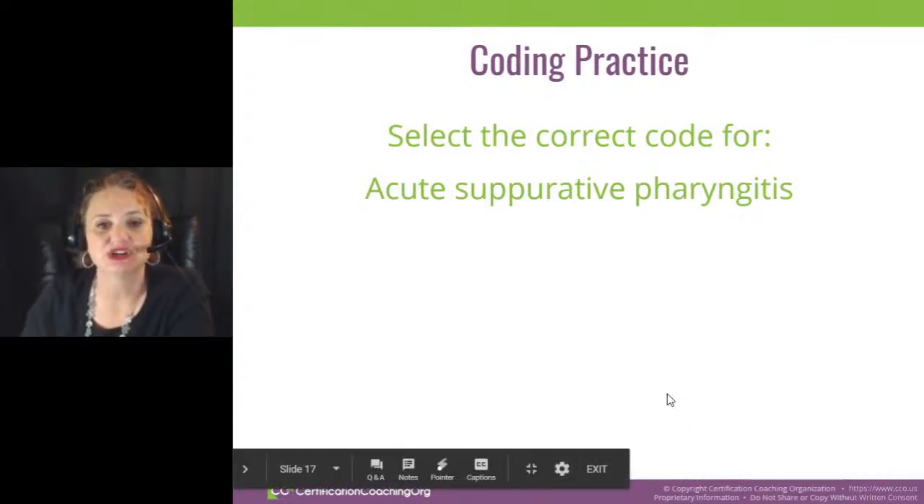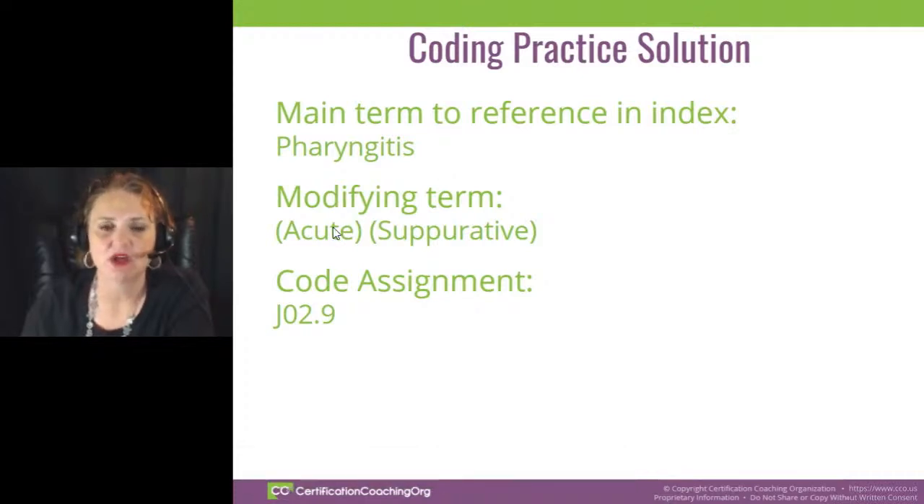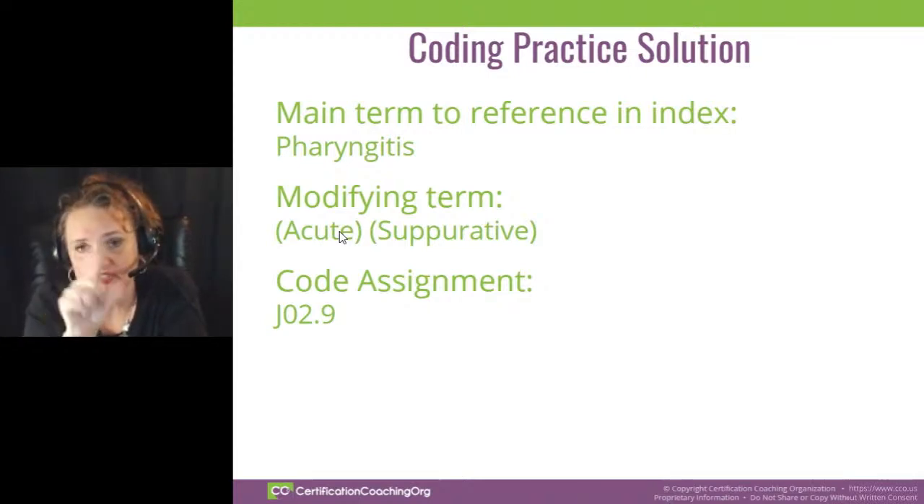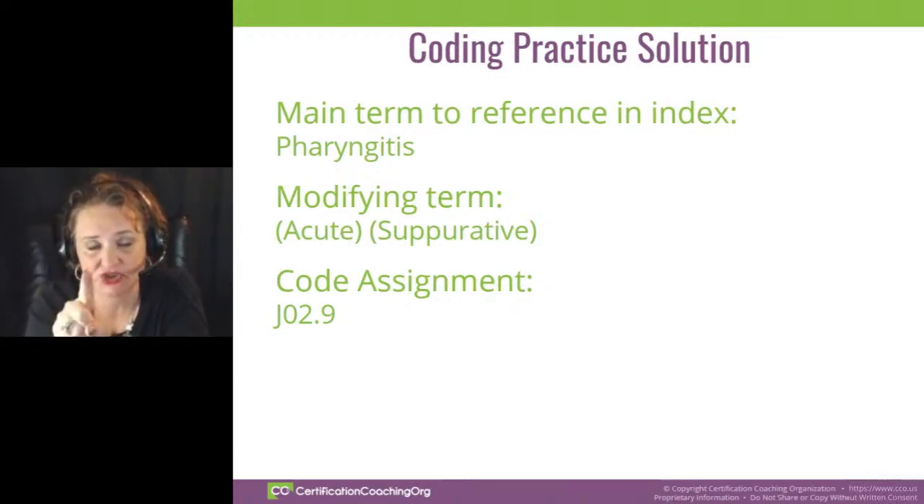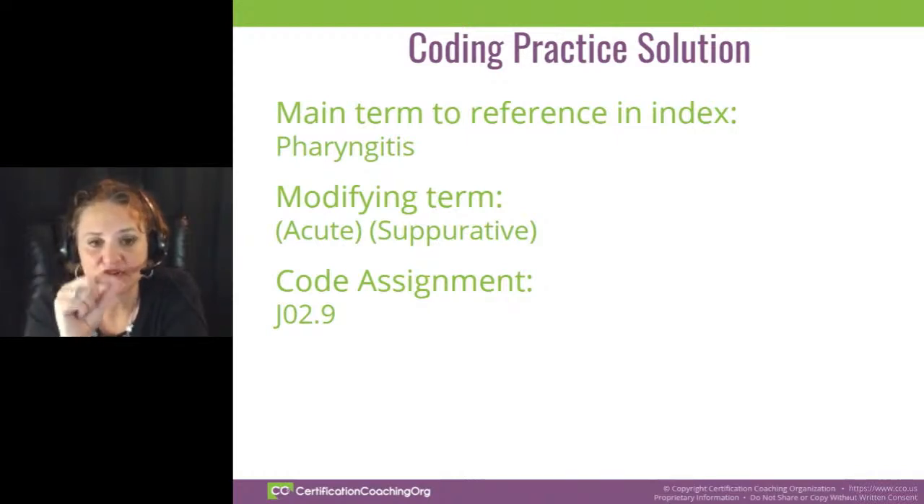So let's look at a little practice. Acute suppurative pharyngitis, which means it's producing something, right? We're coughing something up. Pharyngitis is our key word that we're going to look up in the index. Now, the modifying terms is we're going to go down from pharyngitis, we're going to indent, and we're going to see acute, and then we're going to see suppurative. Not always will it be suppurative and acute, but also suppurative is there. And it's going to tell us to look up J02.9.